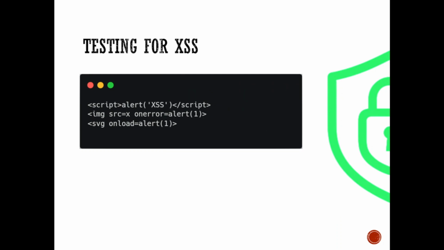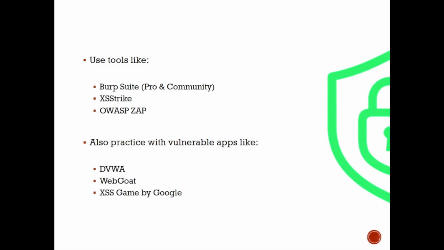Testing for XSS. Try injecting common payloads, HTML alert, img src=x onerror=alert, svg onload. If the alert box pops up, you're in. Use tools like Burp Suite, Pro and Community, XSStrike, OWASP ZAP. Also practice with vulnerable apps like DVWA, WebGoat, XSS Game by Google.